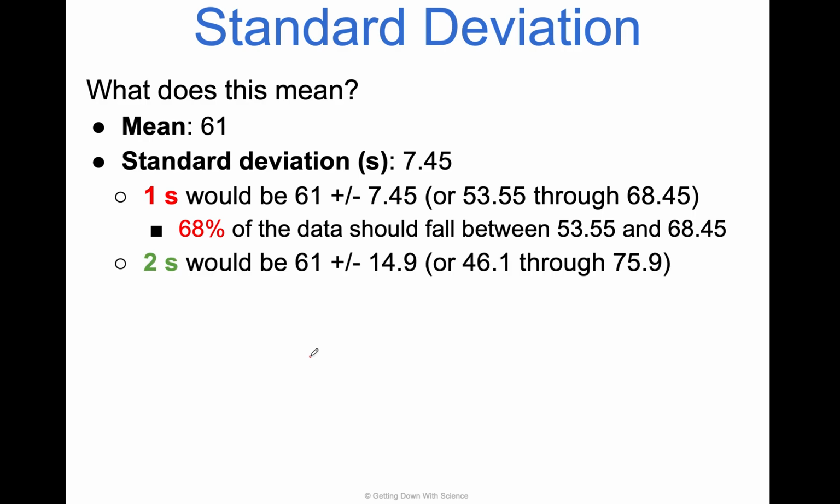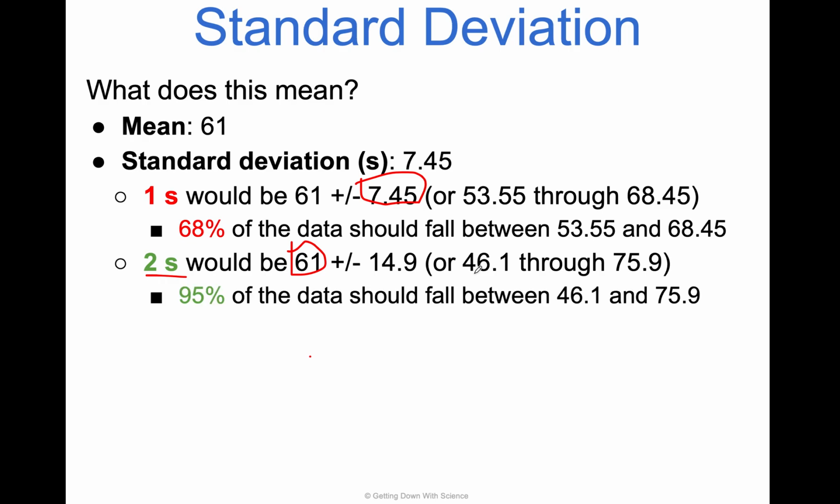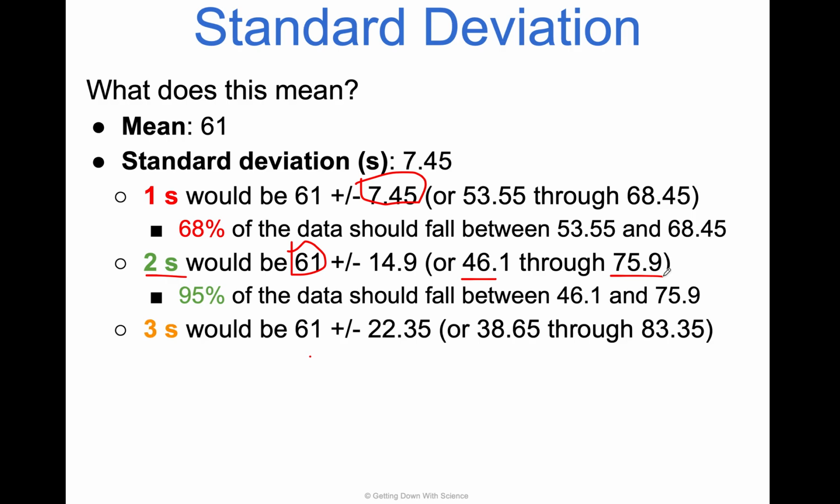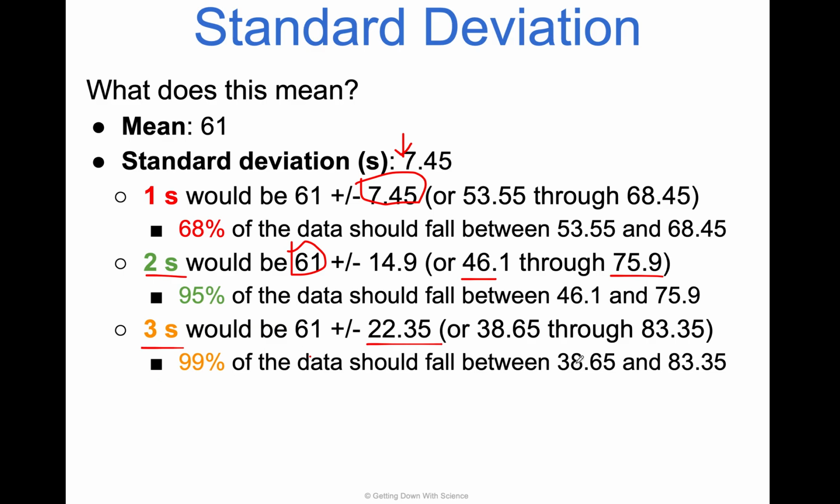2 standard deviations would be plus or minus 61, so your mean, plus or minus this times 2, right? Because we're in 2s. All right? So that means 95% of all of your data should fall between 46 and 75.9. And 3 standard deviations, same thing. You're just going to take the s and do 3 times it. So that means that 99% of all your data should fall between these two values.